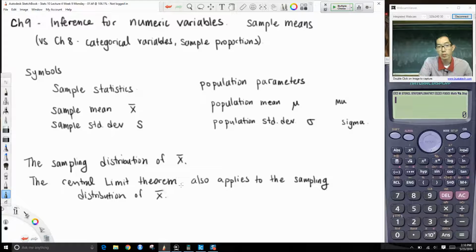What did the central limit theorem say regarding P hat? It said that we can approximate the sampling distribution of p hat with the normal distribution, right? Same thing here. The central limit theorem says this can be approximated with a normal distribution.